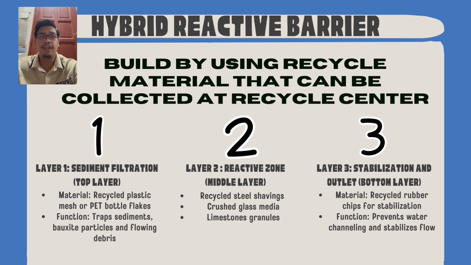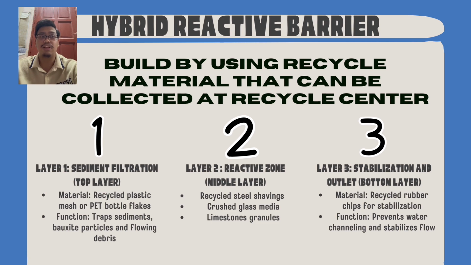The barrier comprises three key layers. The first layer is sediment filtration. It is made of recycled plastic like PET flakes or mesh to trap sediment, debris, and bauxite particles. The second layer is the reactive zone. This middle layer is made from crushed glass, steel shavings, and limestone to neutralize harmful chemicals and heavy metals.